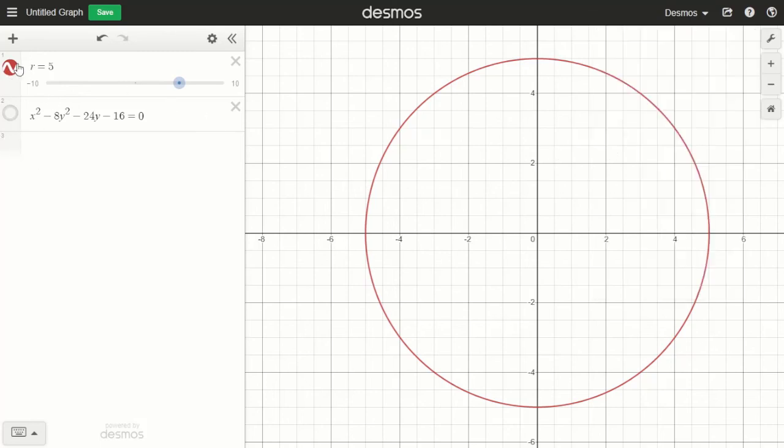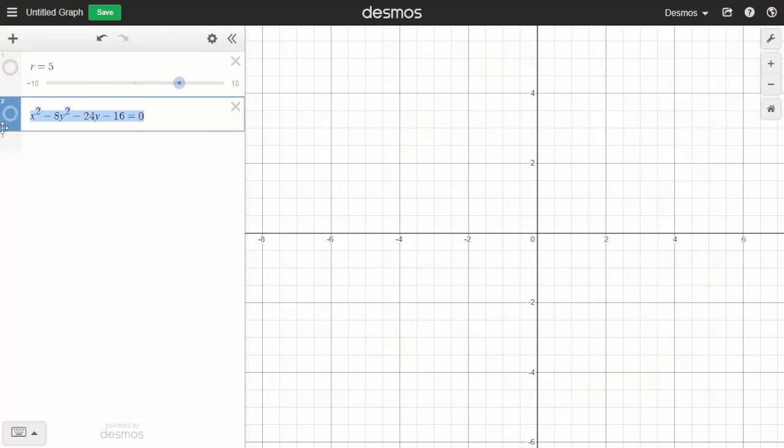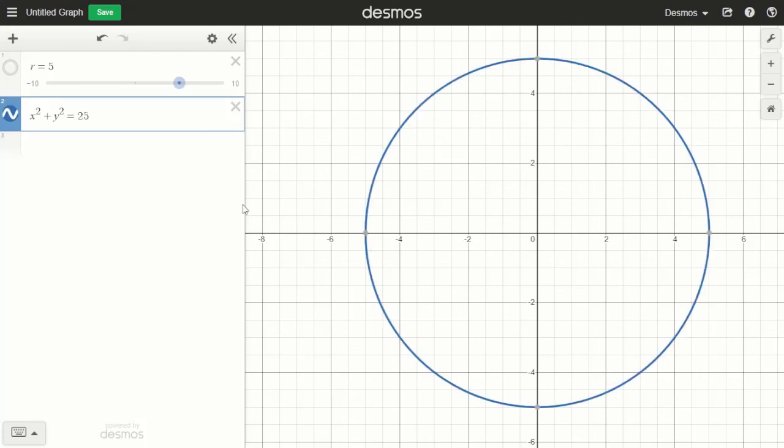I'm going to change this to the equation we found, x squared plus y squared equals 25. And ladies and gentlemen, this is the equation for that same circle right there. The red version is for polar coordinates, the blue version is for rectangular coordinates, but they are the same graph.